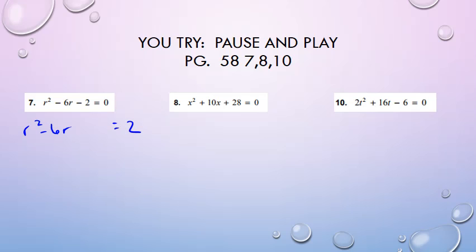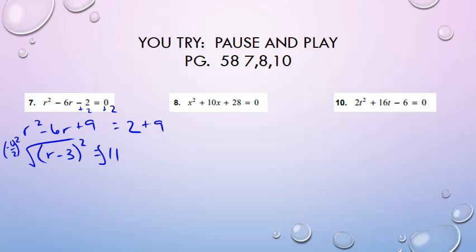Okay, so what I did was I added 2 to both sides here to get that to the other side. I'm going to take negative 6, cut it in half, and square it, and that will be positive 9 on both sides. So I have r minus 3 squared is 11.